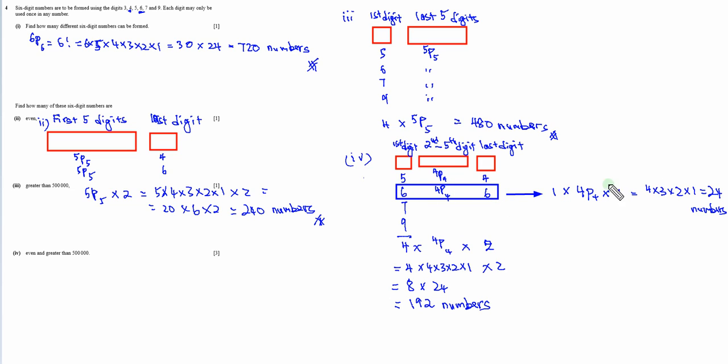You have to minus this away from 192. Therefore, the answer will be 192 minus 24, which will give you 168 numbers. So this one is for part 4. That's it.